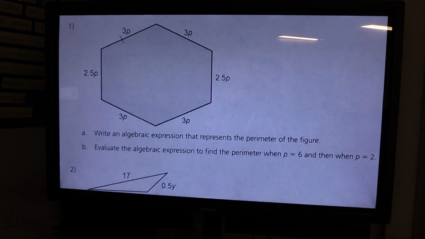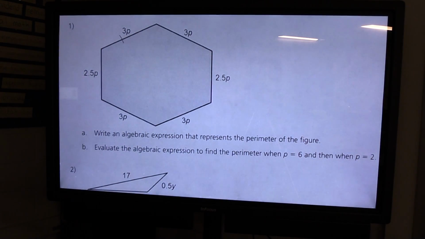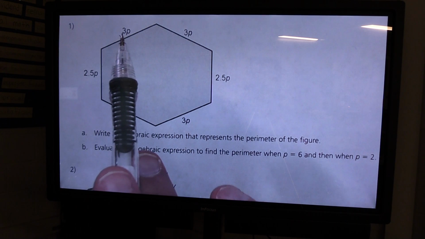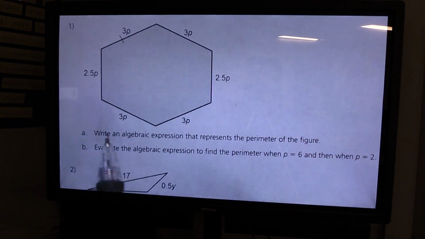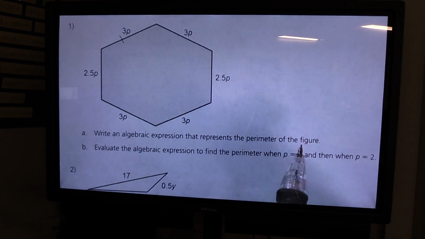Now, if you'll notice, I put a mark right here. And the reason I put a mark there is because this hexagon has 6 sides, and I want to make sure that I don't leave a side out or count a side twice. And so I put a mark on my first one. I'm going to start at this side, and I'm going to work my way around the shape. And then I'm going to write an algebraic expression that represents the perimeter of the figure.